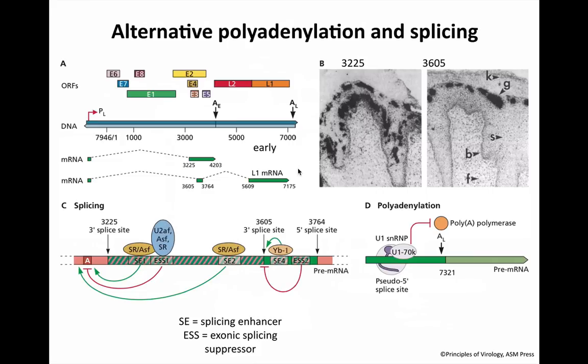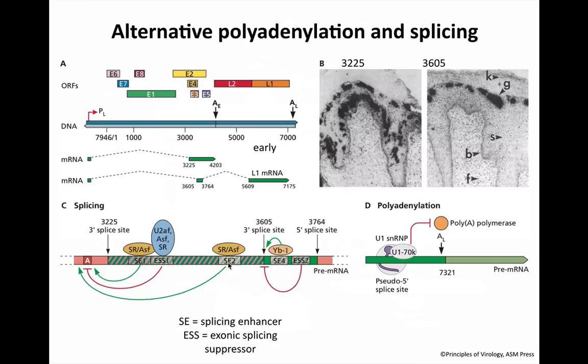The sequences that control alternative splicing are located between the two splice sites. The splicing enhancers SE1, SE2, and SE4 are recognized by cellular SR (serine and arginine-rich) and other splicing proteins. The SE1 enhancer and the adjacent sequence that inhibits splicing at the 3605 5' splice site, termed exonic splicing suppressor 1, are thought to facilitate recruitment of U2-associated protein U2AF and recognition of the branch point sequence upstream of the 3225 3' splice site.